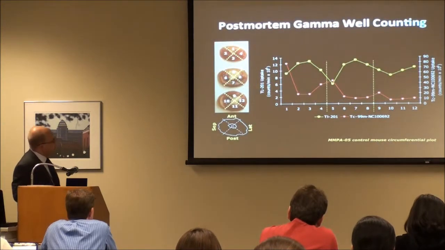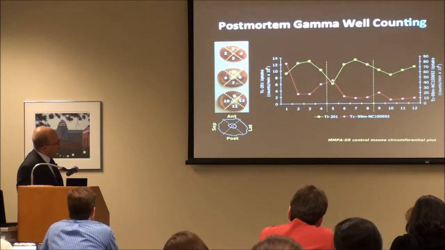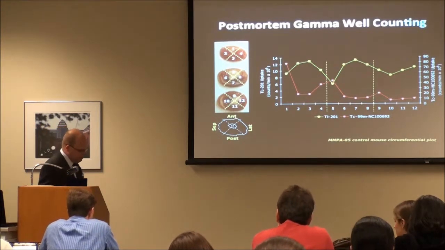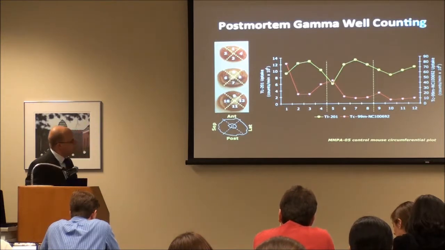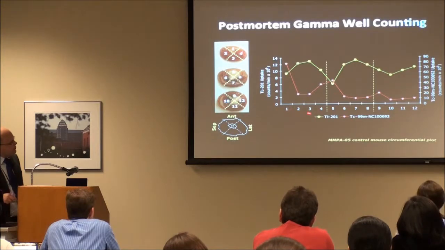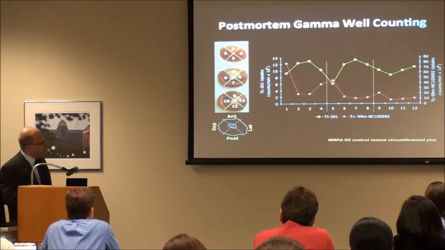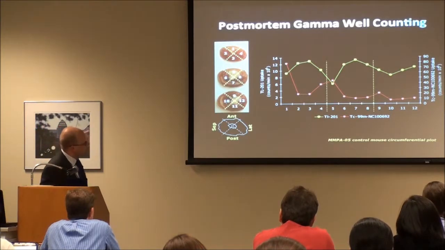And then, of course, after imaging, we cut out the hearts and sectioned them into 4 different pies, each section. Then we measured the activity in each of the sections using the gamma well counter. What is shown here is the circumferential plot of all those sections. In the areas where we have lower perfusion, shown here as a decrease in the green graph, we observe an increase in the uptake of our radiotracer.